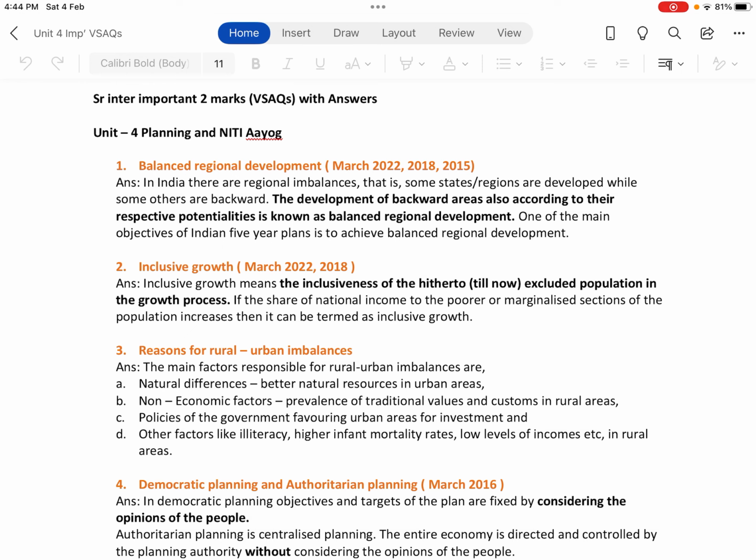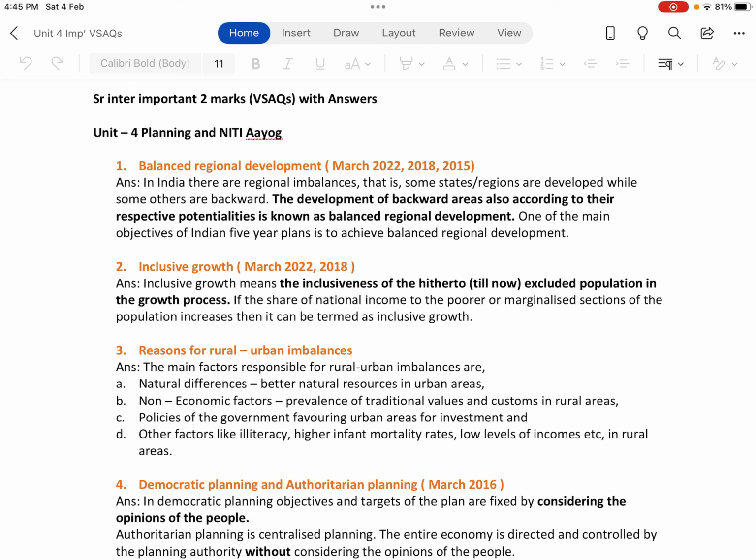And one of the main objectives of Indian 5-year plans is to achieve balanced regional development. In every 5-year plan, the main objectives are: rise in national income, rise in per capita income, reduction of poverty, reduction of unemployment and inequalities, and also achieve balanced regional development. So this happens to be one of the important objectives of Indian 5-year plans.